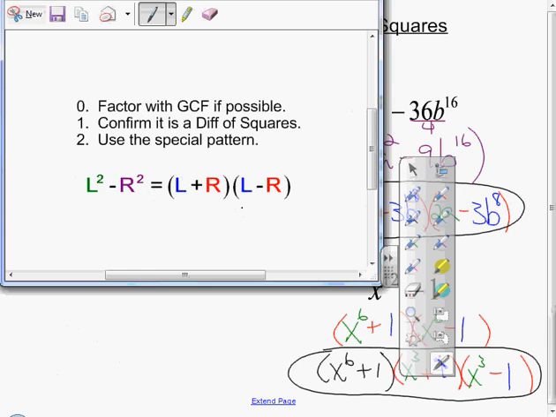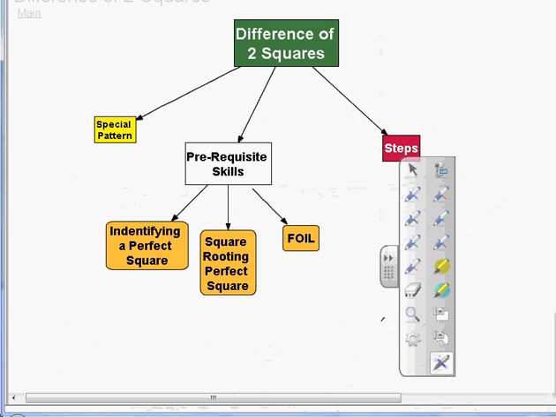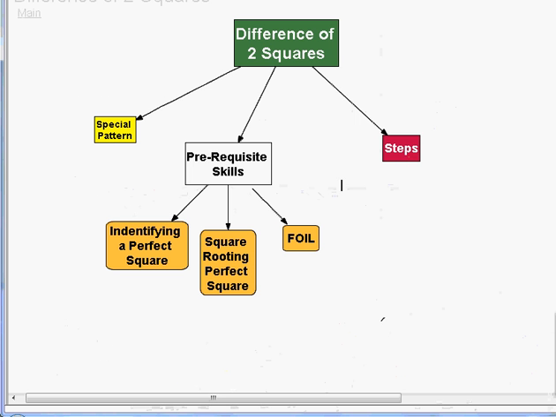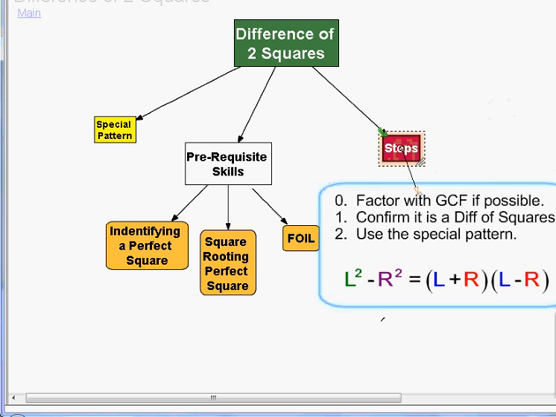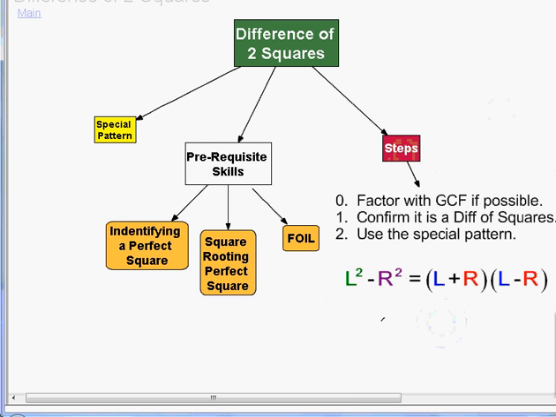Okay, so I'm going to take that, go back to my concept map, and I'm going to paste those steps in so that they become an important part of this process. Okay? And I'm going to try and finish this concept map up here to review again just a little bit. Okay? Again, those steps are to factor with GCF if possible, confirm that you're doing a difference of two squares by our knowledge of what it means to be a difference of two squares, and then use the special pattern.